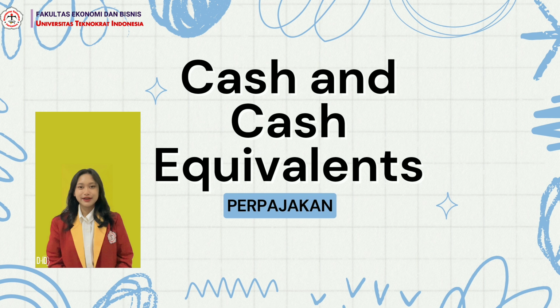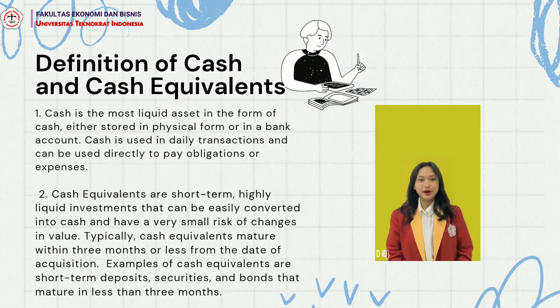Here is the explanation. 1. Cash is the most liquid asset in the form of cash, either stored in physical form or in a bank account. Cash is used in daily transactions and can be used immediately to pay obligations or expenses.